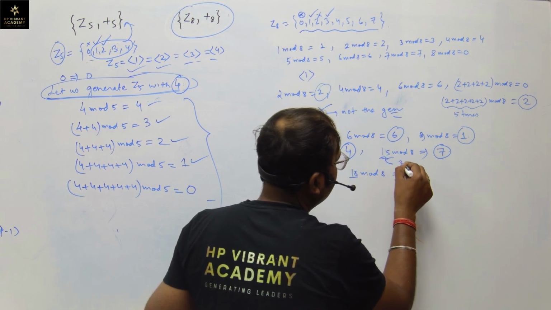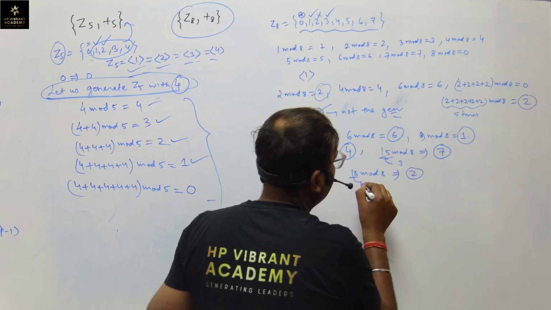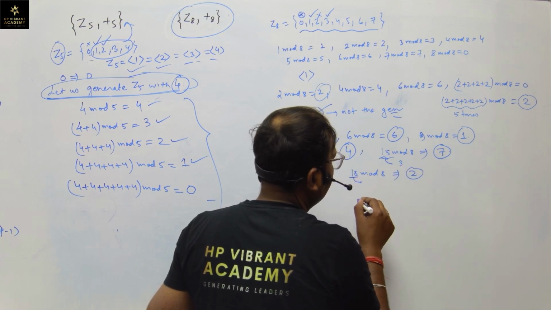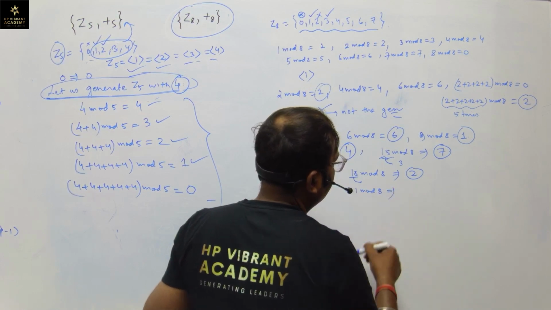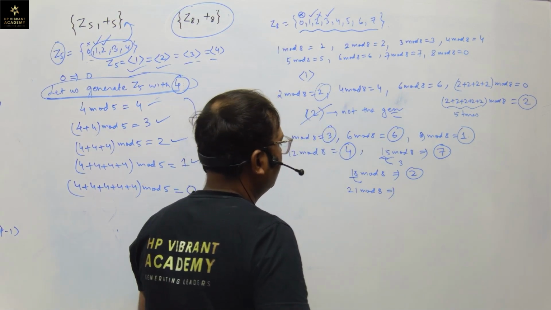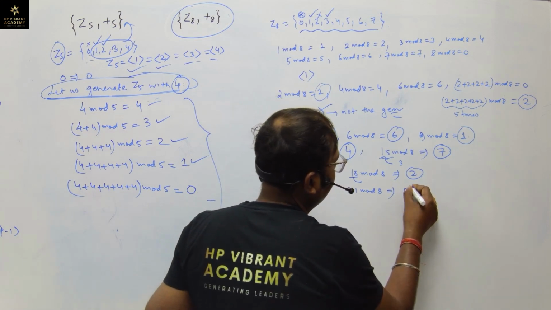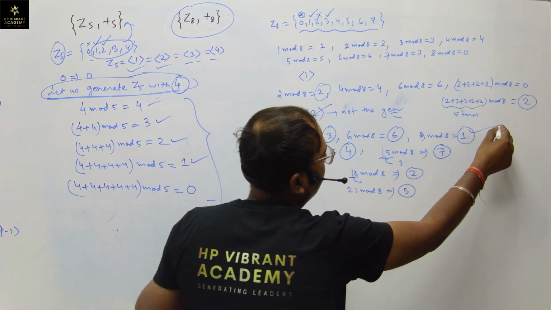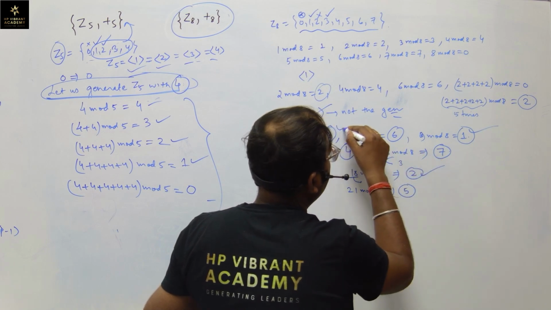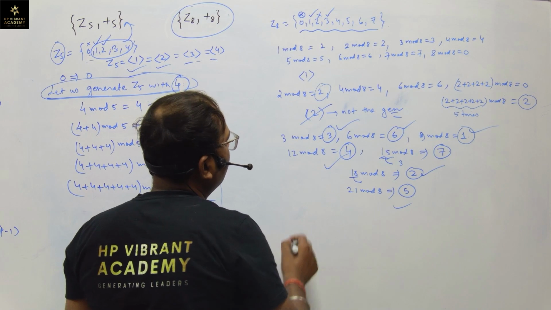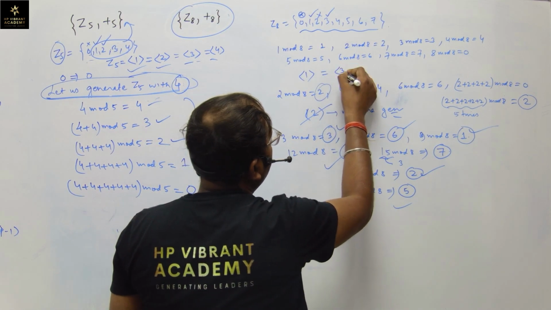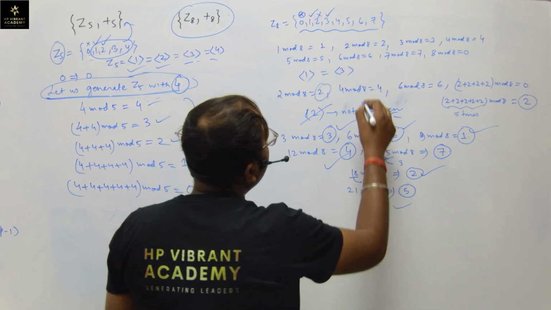3 is applied 5 times. 3 is applied 6 times. Let us apply 3 7 times. This is 21 mod 8. So this is 5. So we have 1, 2, 3, 4, 5, 6. So 3 is generating all the elements.